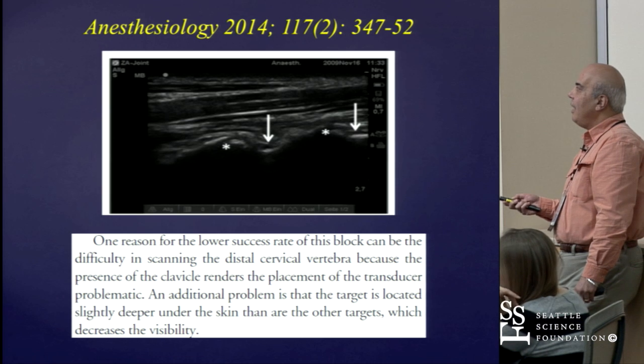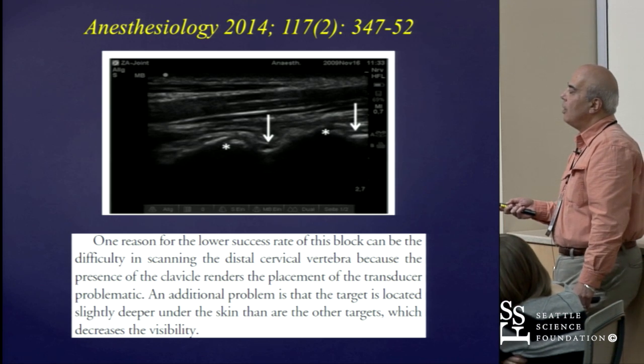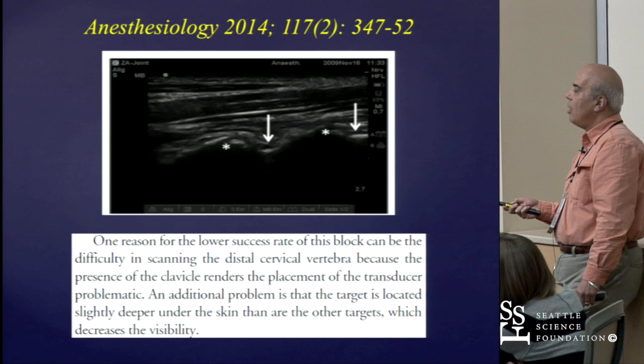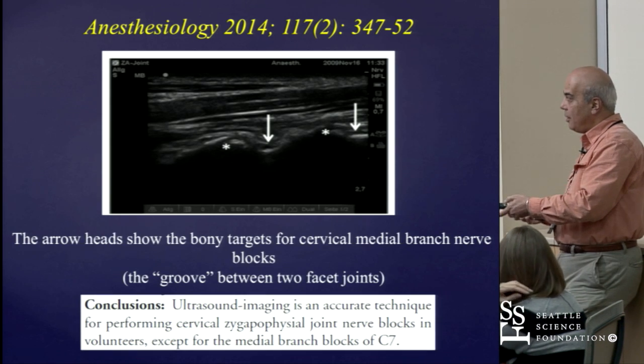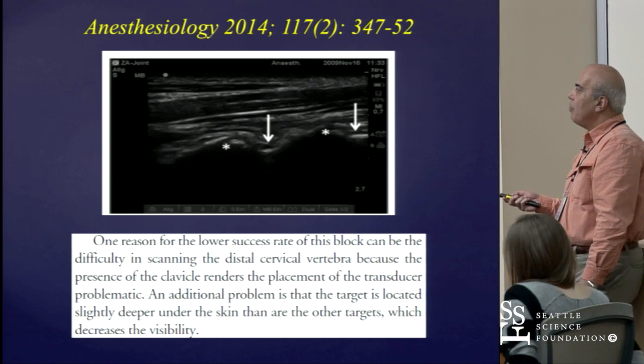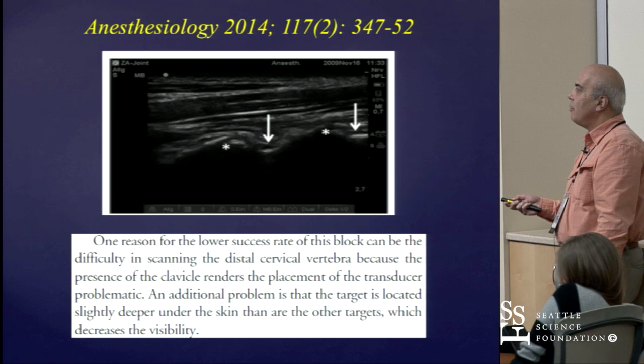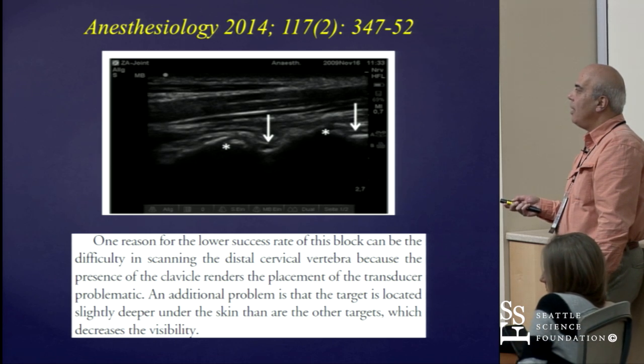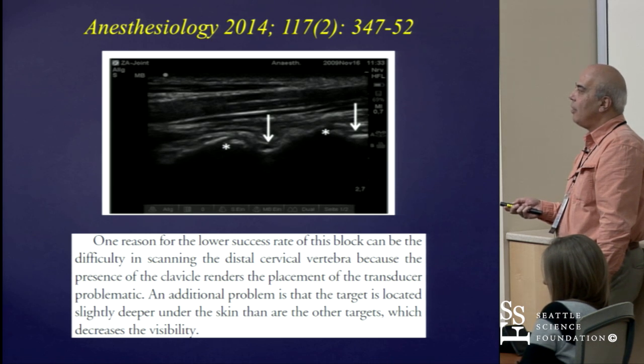Also, they state that one reason for the low success rate for this block, particularly the C7 medial branch nerve block, may be the difficulty in scanning the distal cervical vertebra, because the clavicle is there and may render the placement of the transducer a little more complicated. Another problem is that the target is located slightly deeper under the skin than our other targets, which may to some degree decrease the visibility of the target itself.